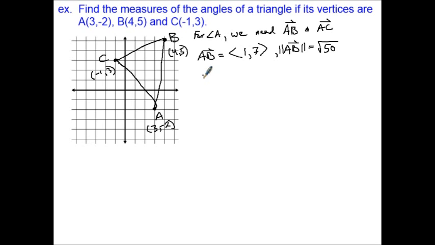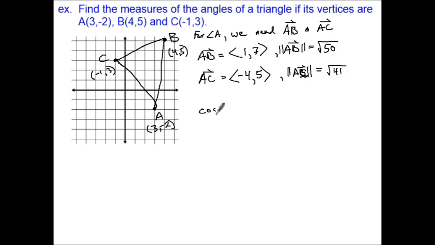Okay, that being said, we also need AC. From A to C in the x's, I go from 3 to negative 1, so that's basically backing up 4. And then from negative 2 to 3, that's going up 5. Since that's AC, 16 plus 25 is 41, and that one wouldn't simplify no matter what you wanted to do. So anyway, there's all the information we need.